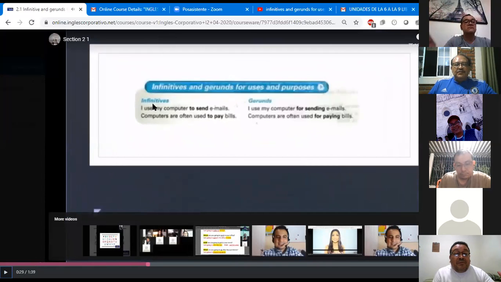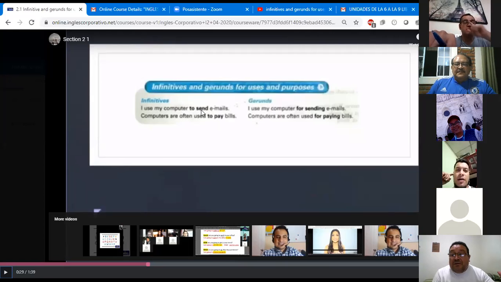Okay, for example, that's what it says, infinitives and gerunds for uses and purposes. Okay, so say I use my computer. And what is the purpose that we have when we use a computer? To send emails. What else? Teacher, sorry. To check emails.